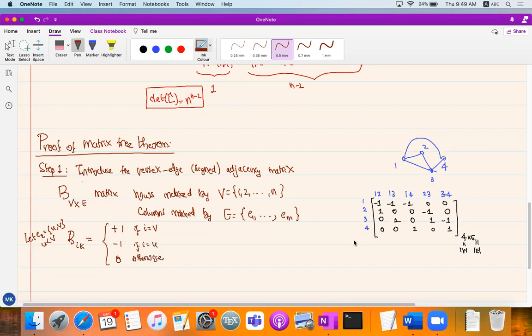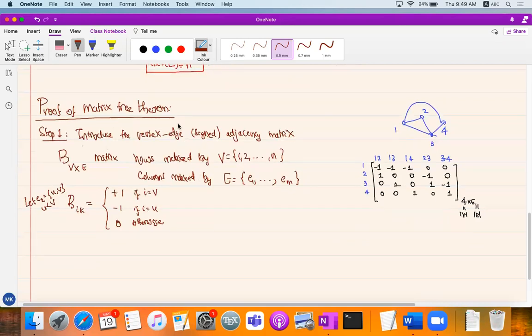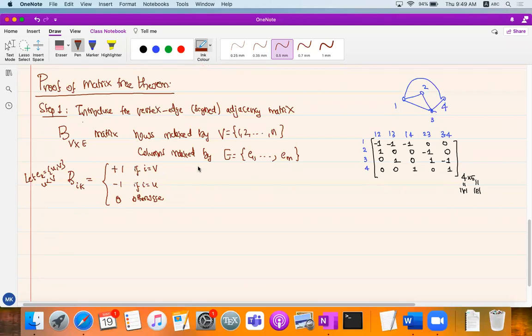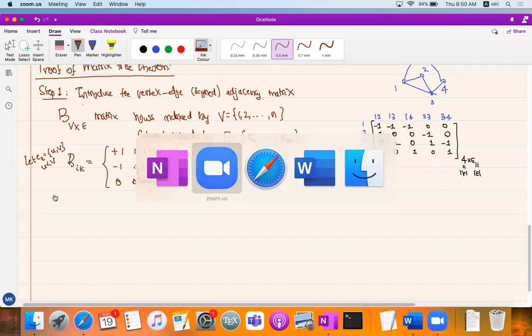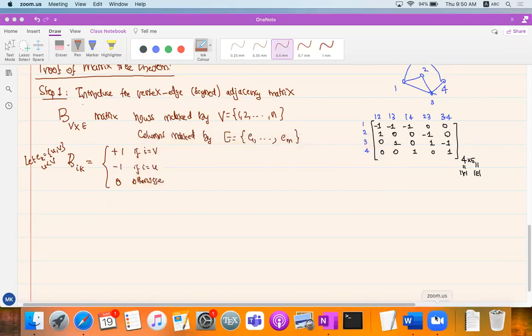That's what I did here. Okay, so I hope it is clear what the vertex edge signed adjacency matrix is. Are there any questions about this definition? If not, what is the relevance of this to the Laplacian? Anyone? Laplacian equals B into B transpose. Okay, very good. So that is the point.